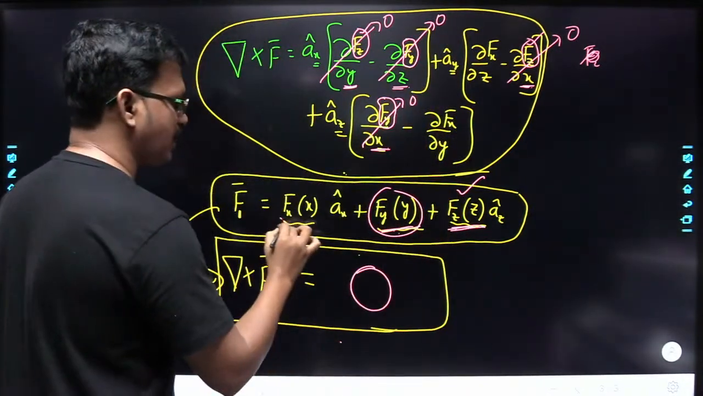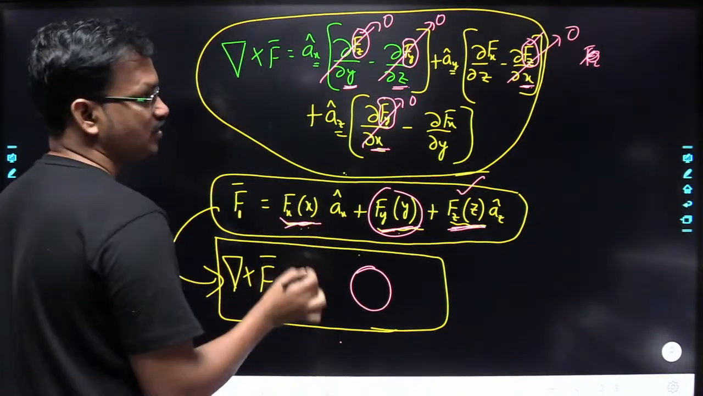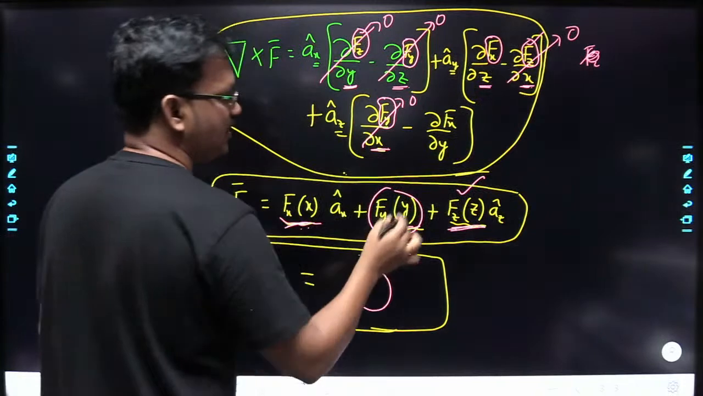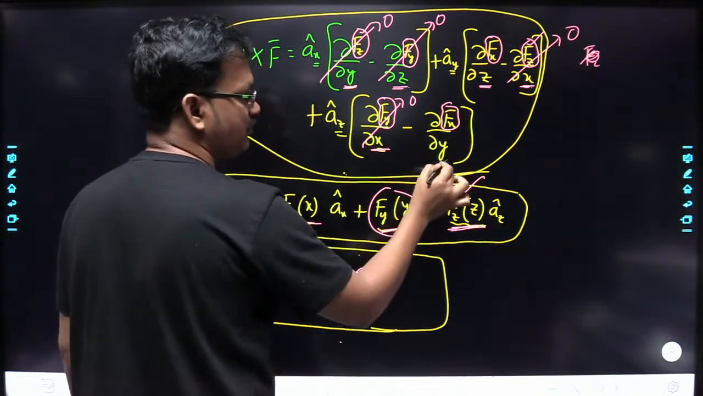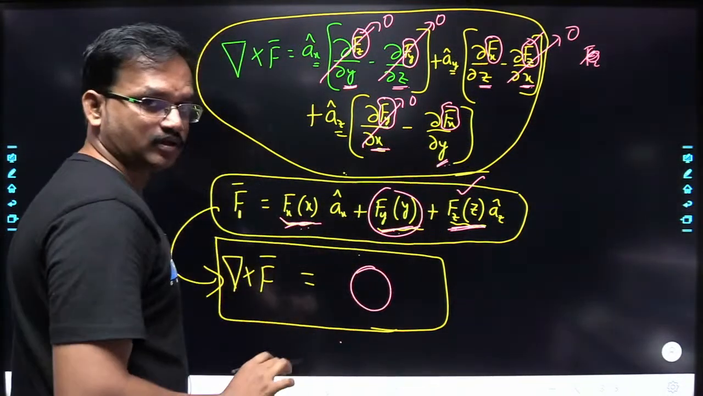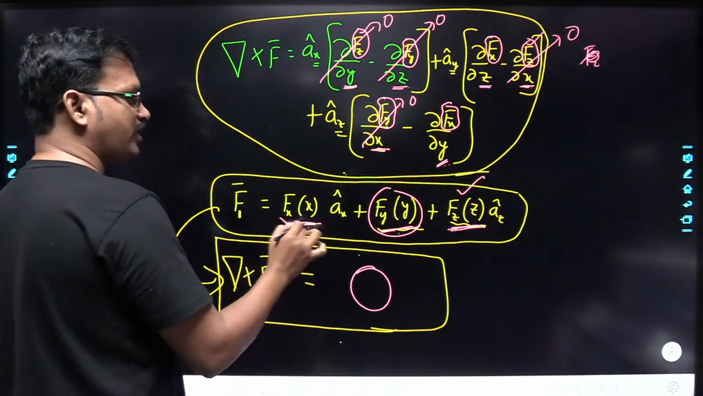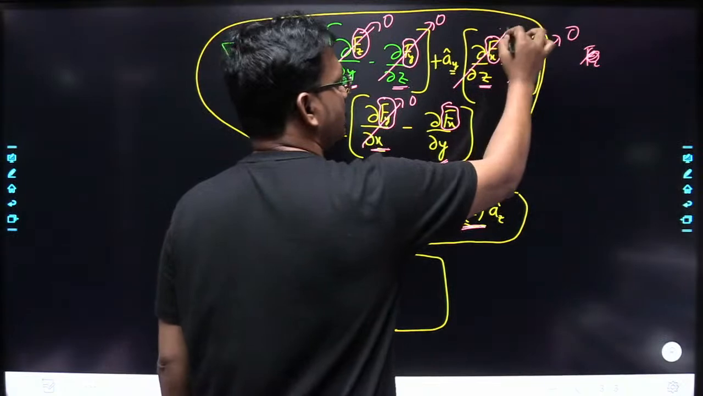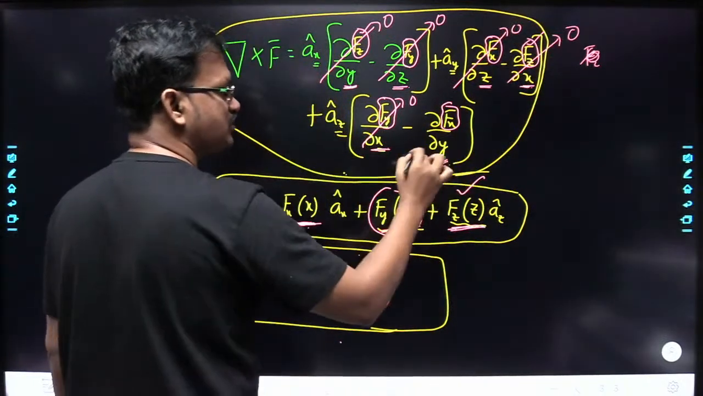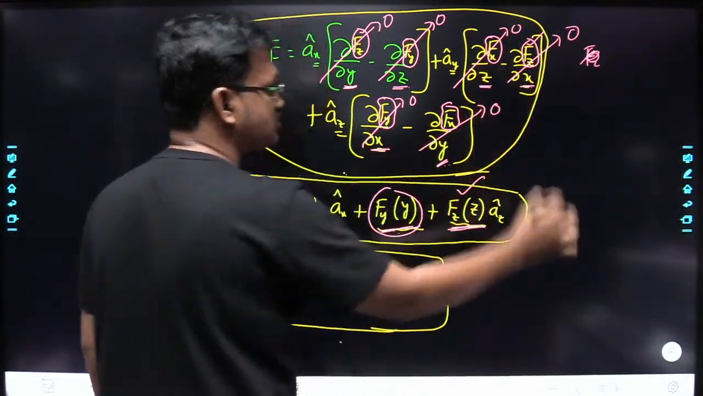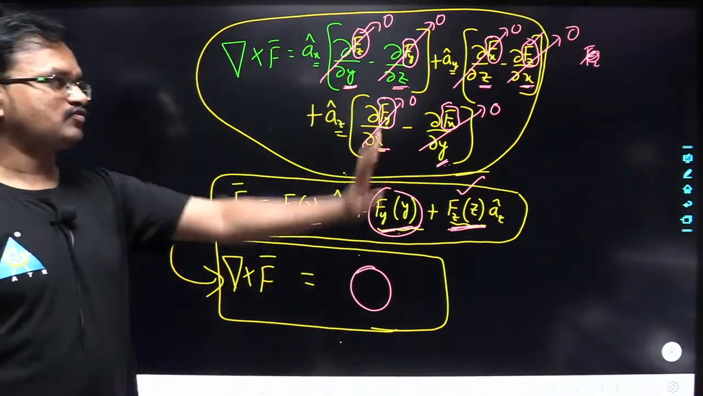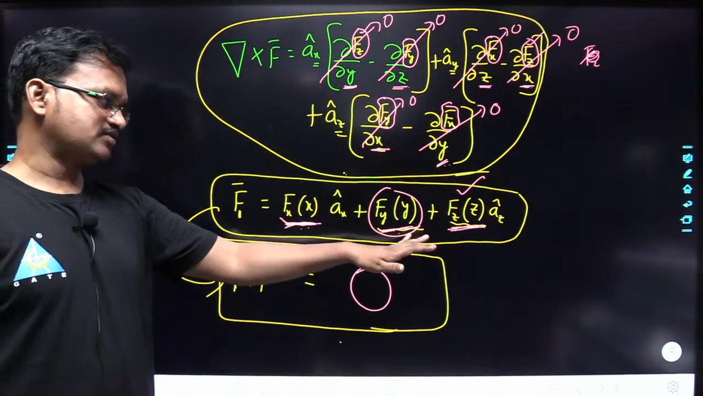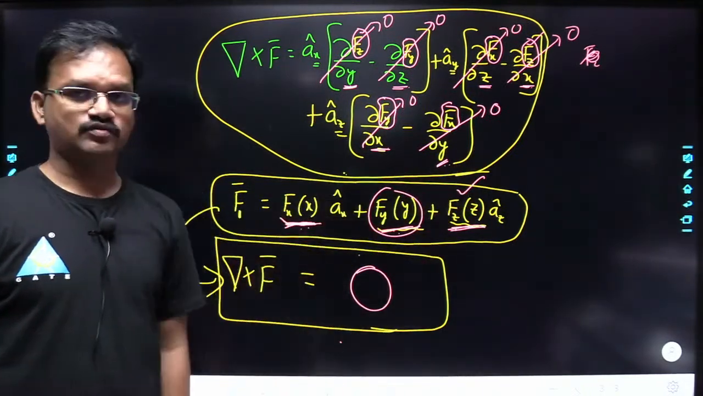Now if you consider the x component as a function of only x, you are differentiating the x component with respect to what? Z, and here also you are differentiating the x component with respect to y. So if the x component is a function of only x, then differentiation with respect to z will give you 0, and differentiation with respect to y will also give you 0. So all the terms will go to 0 if the x component is a function of only x, the y component is a function of only y, and the z component is a function of only z.